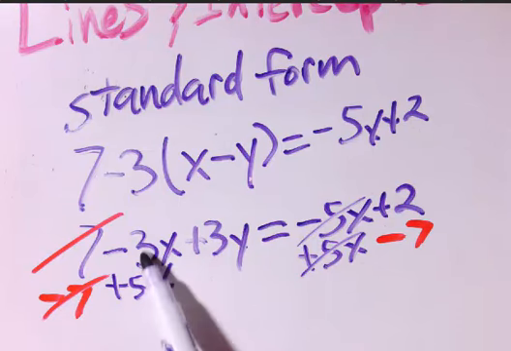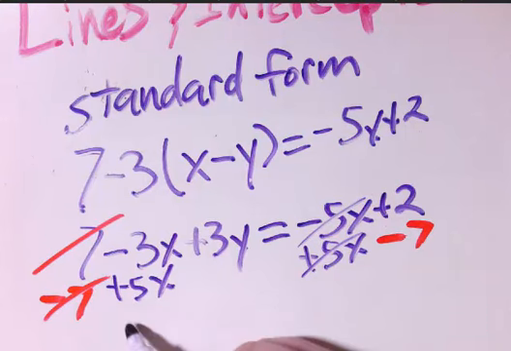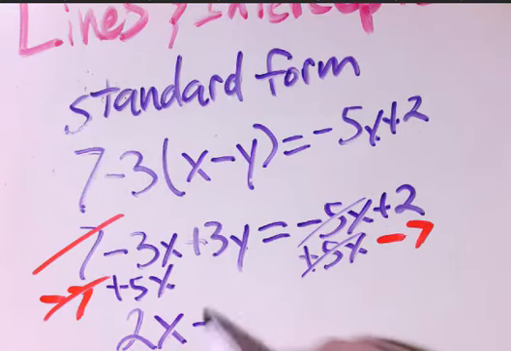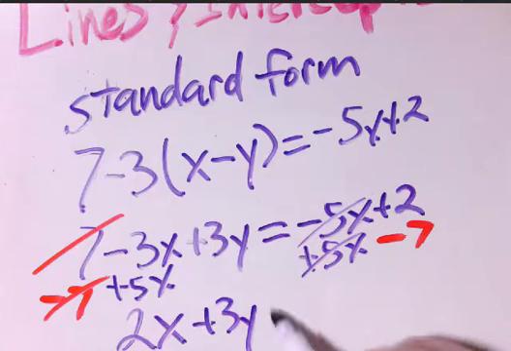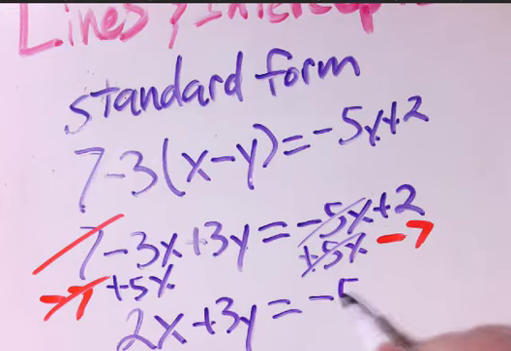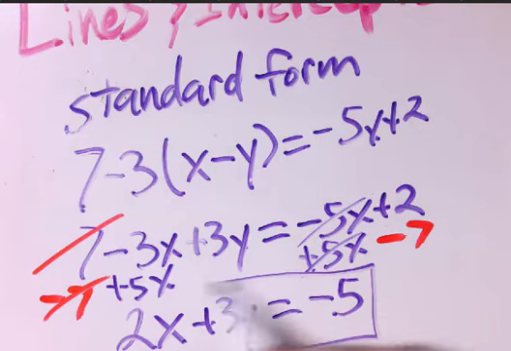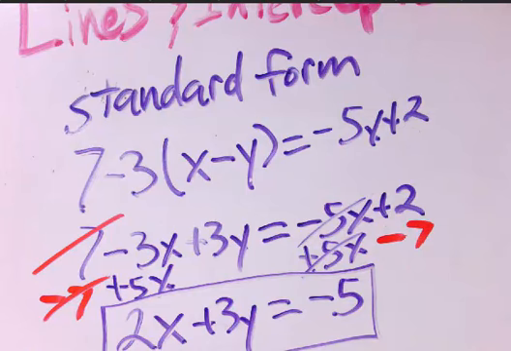So a negative 3 plus 5 is going to give me a 2x plus 3y. And then negative 7 plus 2 gives us a negative 5. So this would be my standard form of the equation. So you always have x first, then y equals something.